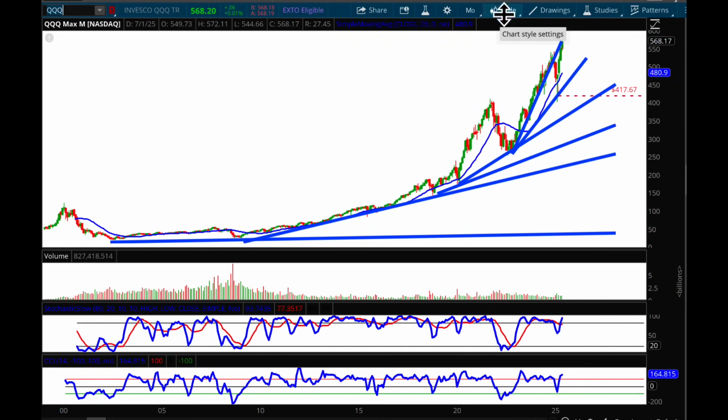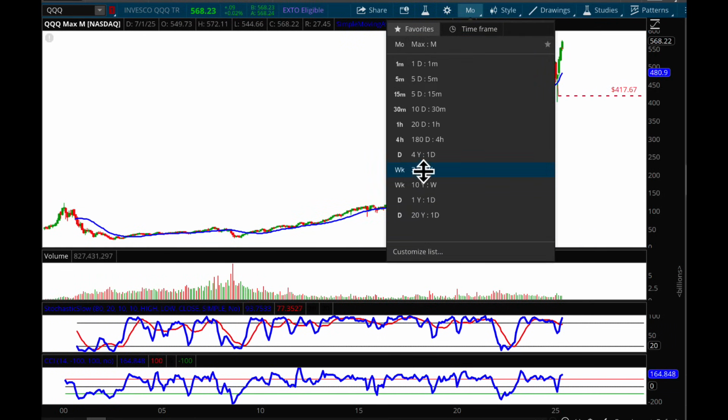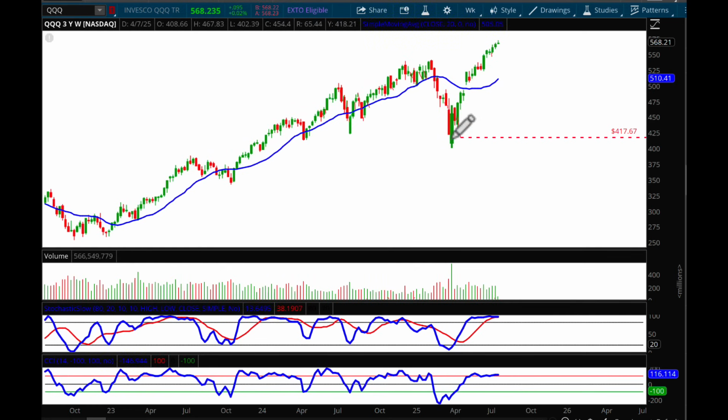Now, if I'm looking at this fan line from here to here, I could look at this action on the monthly chart as the more vertical price action on the monthly, of course. And now I'm going to zoom in to the weekly, and you can see that this is the fan line that I'm interested in right now. And so if this fan line breaks, which I do believe it will, then you're going to see the price start to drop, and it could be a significant drop.